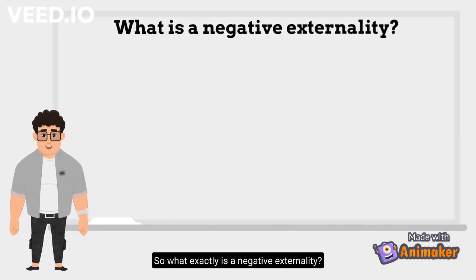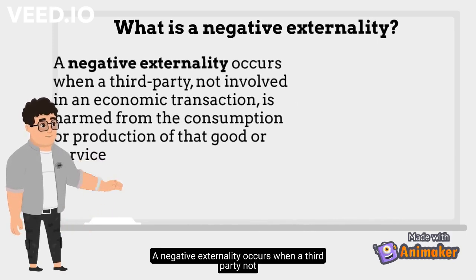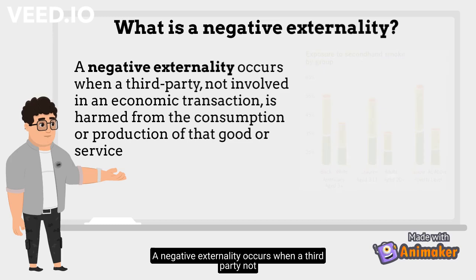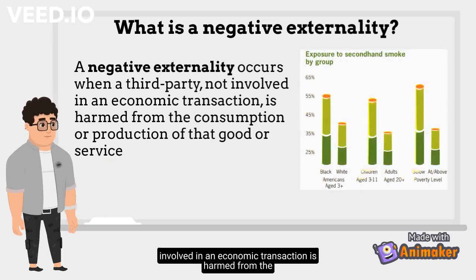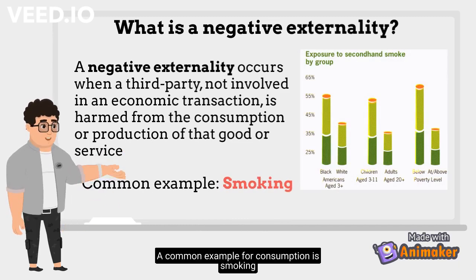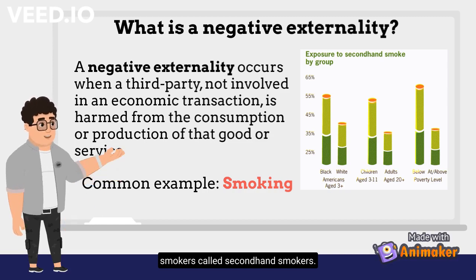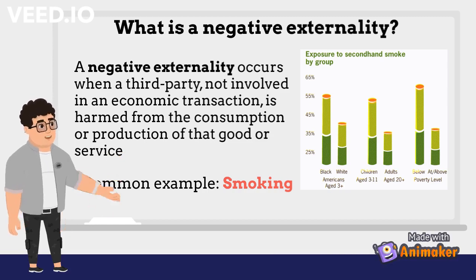So, what exactly is a negative externality? A negative externality occurs when a third party, not involved in an economic transaction, is harmed from the consumption or production of that good or service. A common example for consumption is smoking. People who are harmed by other smokers, called second-hand smoke.